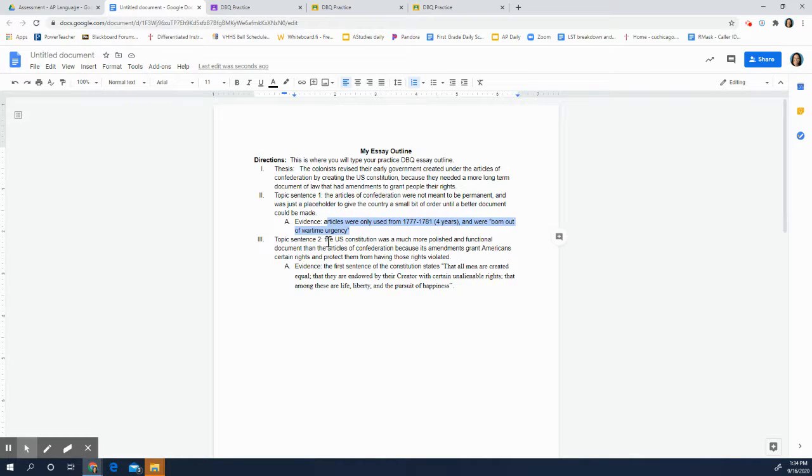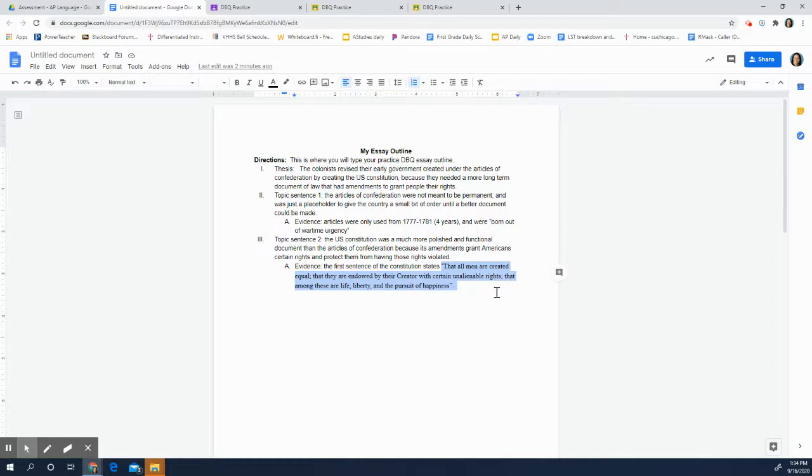The second paragraph would be about the US Constitution was a much more polished and functional document than the Articles of Confederation because its amendments grant Americans certain rights and protect them from having those rights violated. So we have the how in topic sentence one and the why in topic sentence two. And then we have evidence of that, right? Defending that they want everyone to have certain rights. This is a great example from the Declaration.